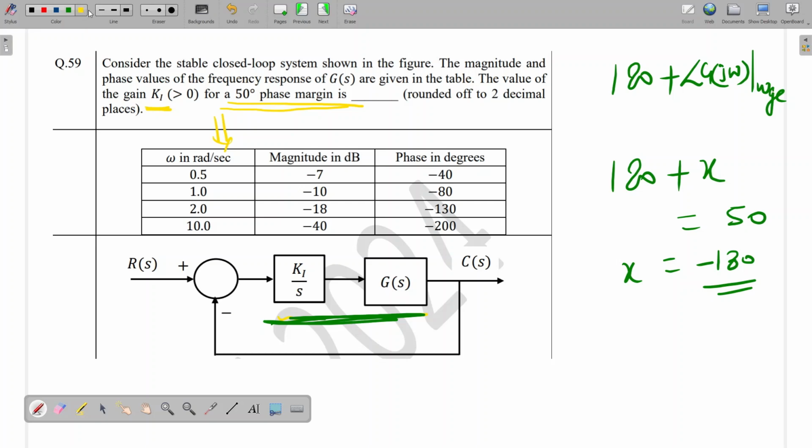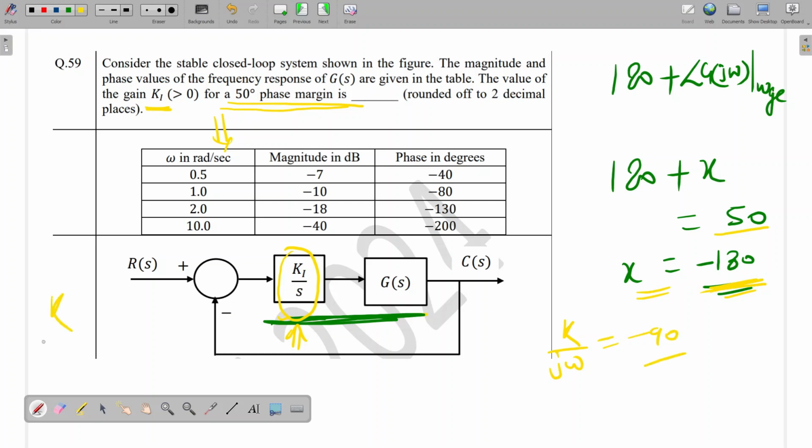So how much angle will this portion contribute? Something by j omega, so minus 90. This is giving minus 90. So what should be the angle of this one? See, for 50 degree of phase margin, we need the total angle contribution by the system to be minus 130 degree. Out of minus 130 degree, this first part is contributing how much? Minus 90. Is it correct?